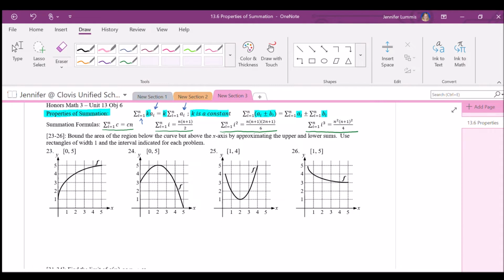We're told to use rectangles of width 1 on the interval indicated for each problem. We're going to be working on problem number 24. We're using the interval 0 to 5. And so with rectangles of width 1, we'll have 0 to 1, 1 to 2, 2 to 3, 3 to 4, and 4 to 5.